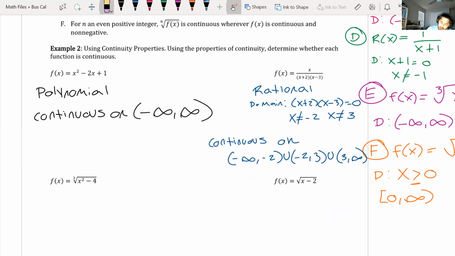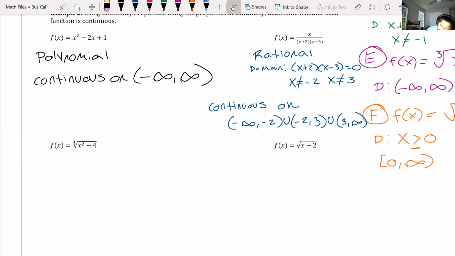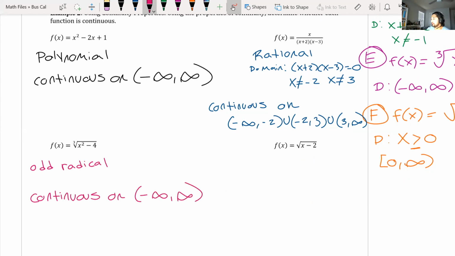Okay. And then the next one, f of x equals the cube root of x squared minus 4. What type of function are we dealing with? Well, 3 is an odd positive integer, but I'm looking for the name of a function, and we're just going to say that this is an odd radical. And what do we know about odd radicals? What is the domain of any odd root? Negative infinity to infinity. That's it. That was easy.